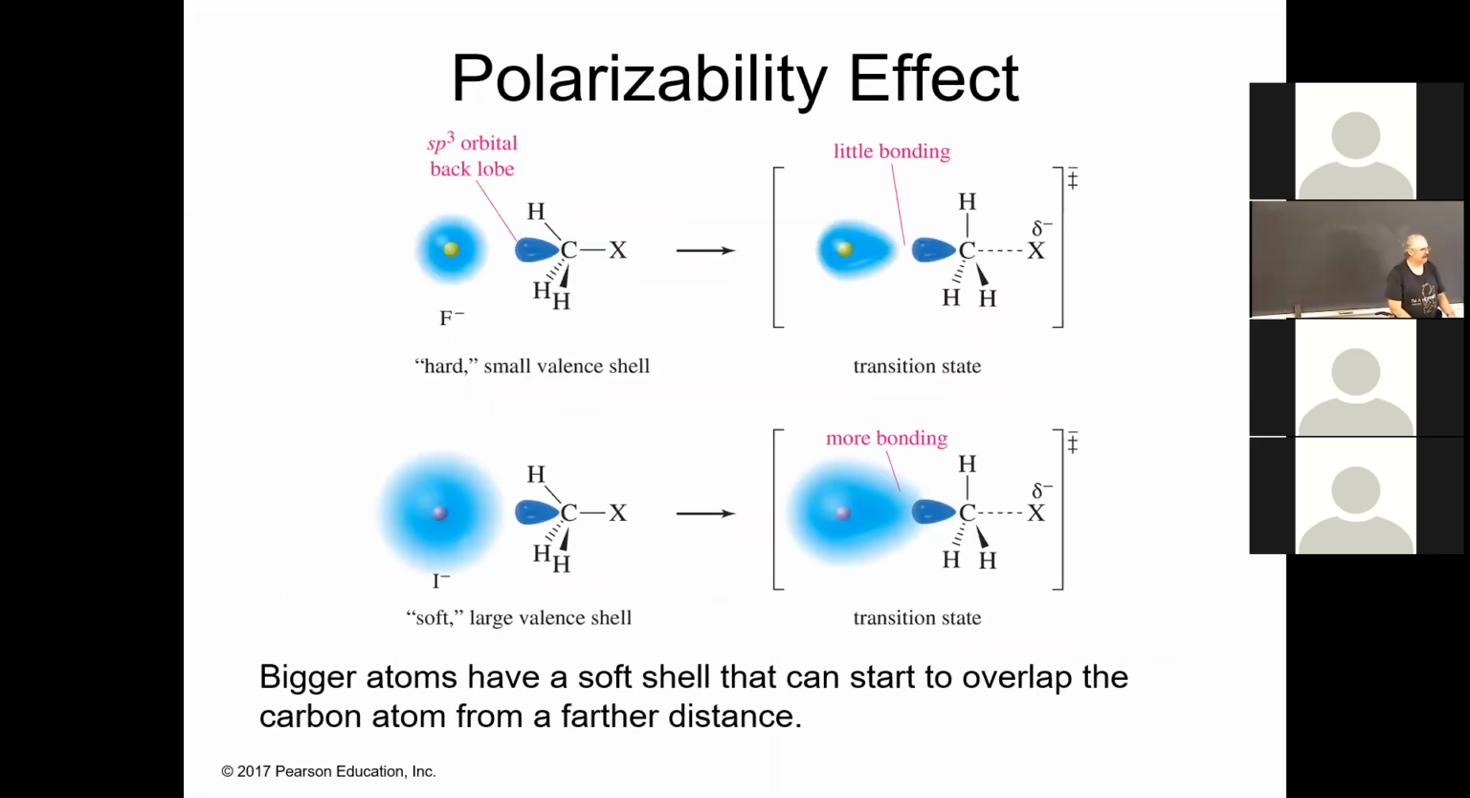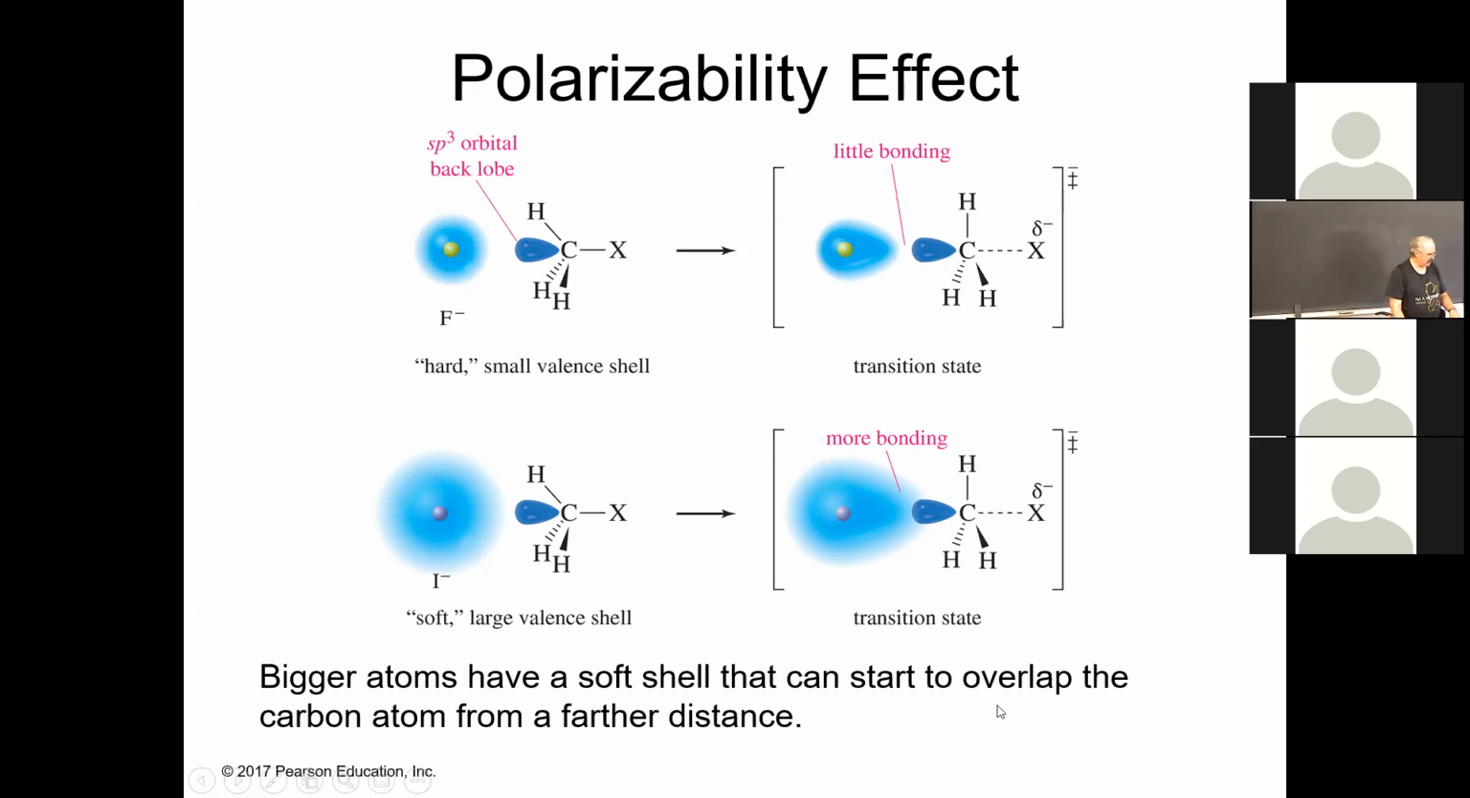Okay, so if we have a small, highly charged atom, such as a fluoride, this is referred to as a hard nucleophile. It's small in size, the charge is very concentrated, and in the transition state, when it attacks, there's not a lot of bonding.